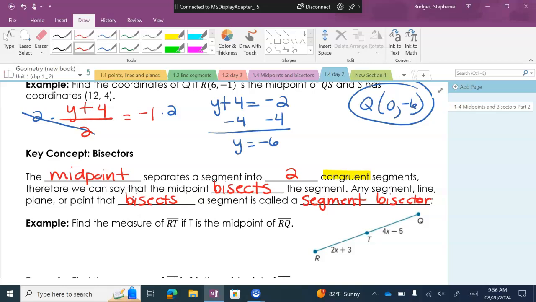The variable, the x, right? So don't we need to figure out what x is first? Yes? So look at your picture. What does it tell me, or what does it have RT labeled as? 2x plus 3. What does it have TQ labeled as? 4x minus 5. Because T is the midpoint of that, what does it mean about those two segments?